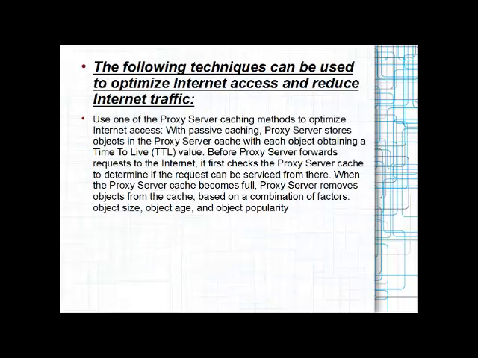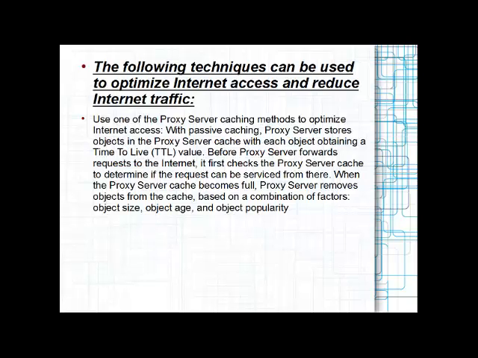The following techniques can be used to optimize internet access and reduce internet traffic. Use one of the proxy server caching methods to optimize internet access. With passive caching, proxy server stores objects in the proxy server cache, with each object obtaining a time to live value. Before proxy server forwards a request to the internet, it first checks the proxy server cache to determine if the request can be serviced from there.